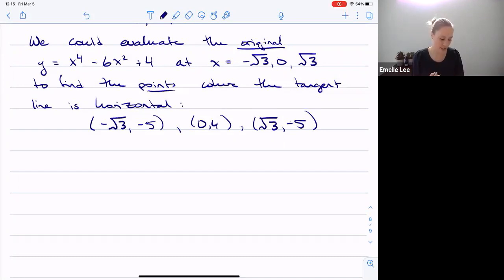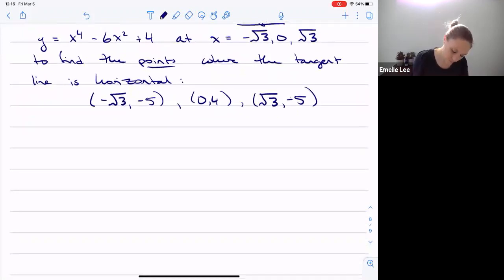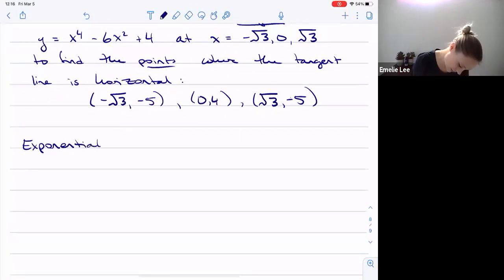So the last thing in this section is the exponential function. We're going to focus on e to the x, which is the exponential function with the Euler constant e. We'll talk about other exponential functions later, but this one is special. We'll talk about e to the x because it is really special, and we'll talk about why.